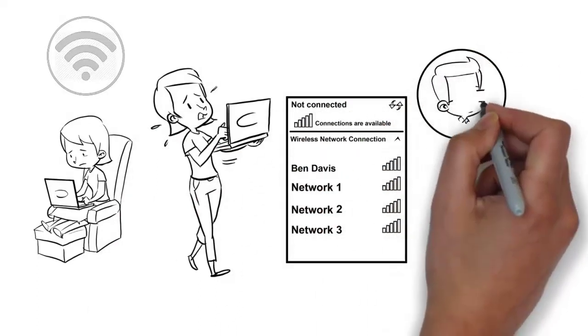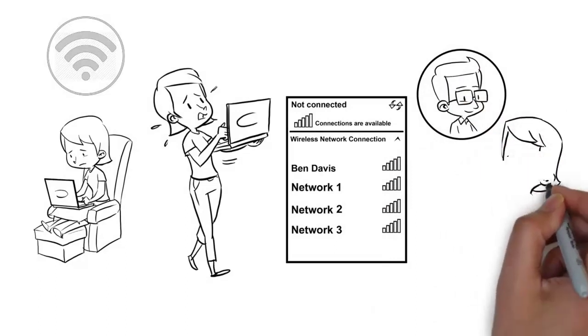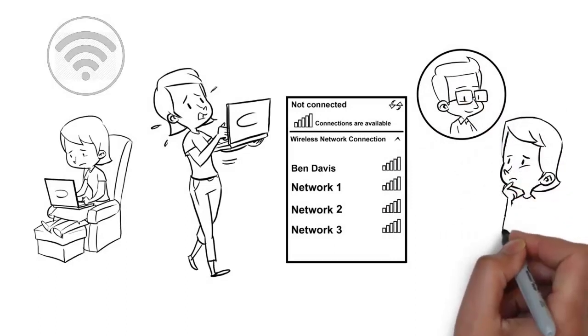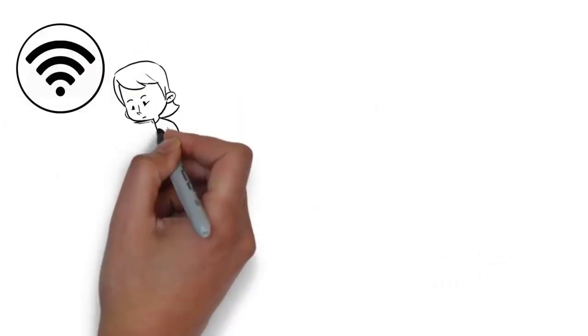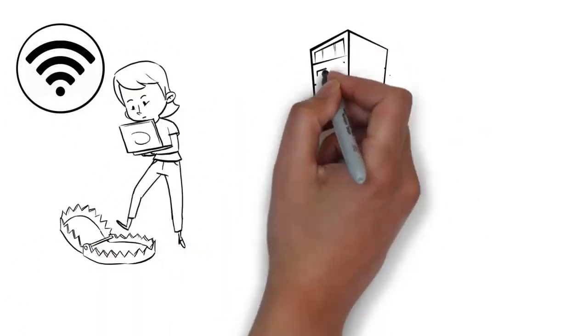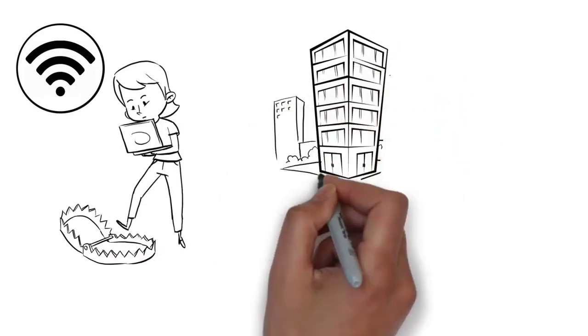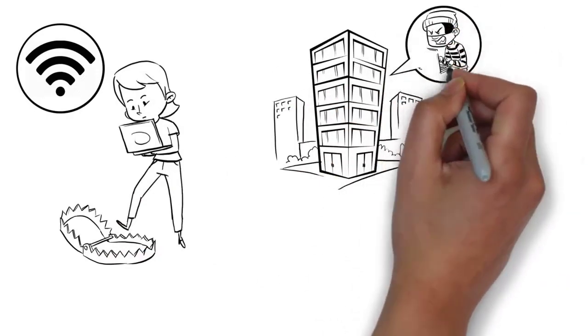Ben is Ashley's neighbor. I'll call him later and thank him, she thinks to herself as she connects to the Wi-Fi hotspot and starts working. The hotspot is a trap. A hacker in a nearby apartment set it up to lure unsuspecting people like Ashley to connect to it.